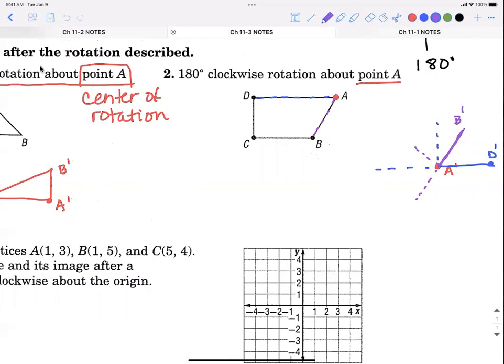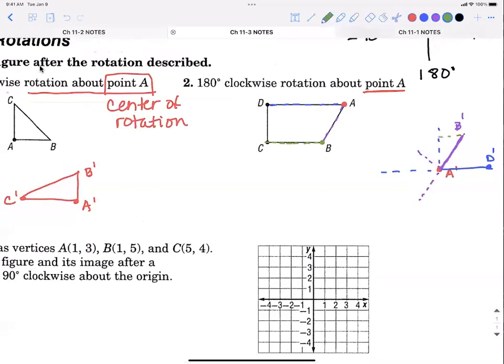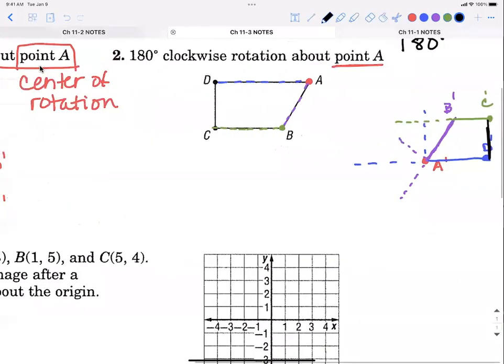B1. Now I can't really use A for C because they're opposite of each other, but let's look at BC, okay? So from B to C originally went this way, right? Well, what would 180 do? Make it a straight line the other way. And that would be your new C. And then you would just connect here C to D, and that gives you your new 180 degree rotated shape.